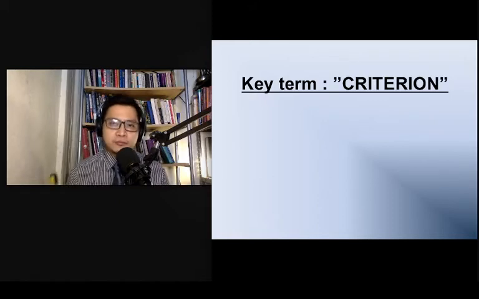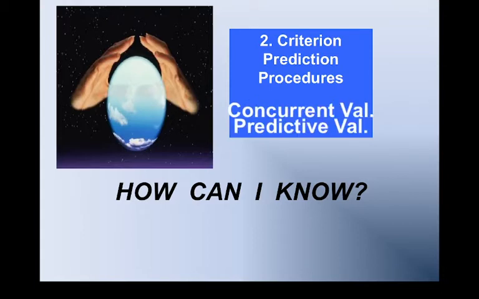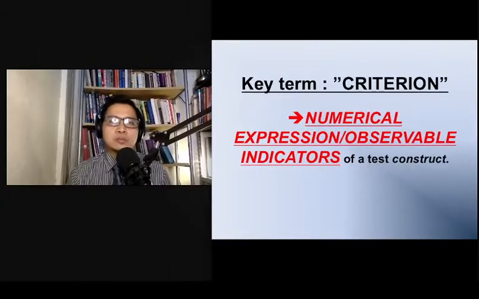But let's first define the word criterion. Going back to that box, isa-isain ulit natin yung terms. Meron daw procedures. Ano raw yung procedures? Anong ginagawa ng procedures? Nagpe-predict. Ano daw ang pinipredict ng procedures? Yung tinatawag na criterion. So what do you mean by criterion? Ibig sabihin lang ng criterion, this is the numerical expression or the observable indicators of a test construct.